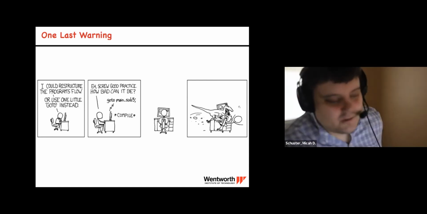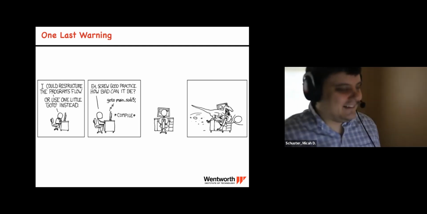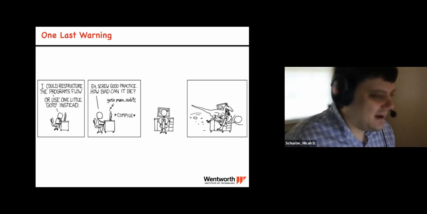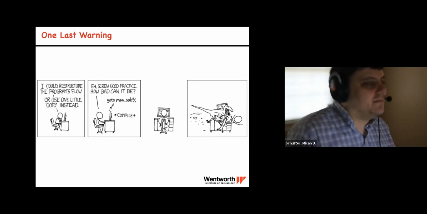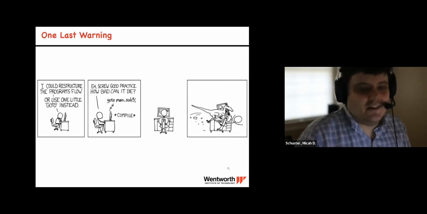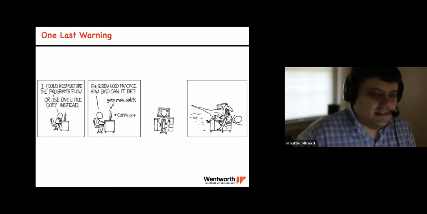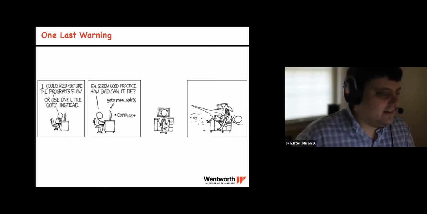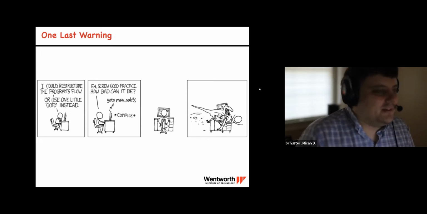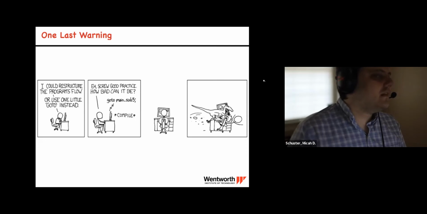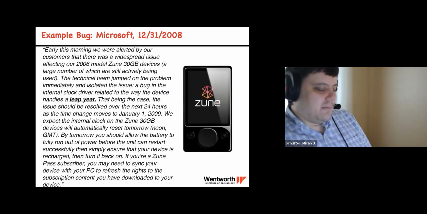So definitely don't screw good practice. Try to keep good practice at the front of your mind. Otherwise, you might get attacked by a raptor. So there's a whole bunch of cool comics like this. If you've never seen XKCD before, it is a very cool comic, and there's a lot of computer science related things that either you'll find funny now, or after programming for a while, you will most likely find quite funny. So I want to start by talking about a bug in the Microsoft Zune.